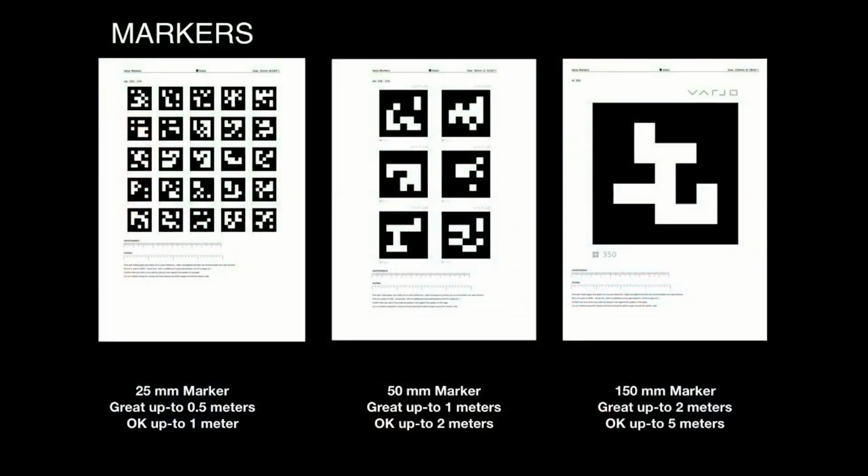And then we have the largest one, which is the 150 millimeter marker, so 15 centimeters. And that's usable easily, reliably, up to 2 meters. They're just not quite so precise at longer distances. So the smallest one, up to 1 meter, the middle one, up to 2 meters, and this largest one, up to 5 meters. But again, I'd say that they're all great within this medium specification in there.